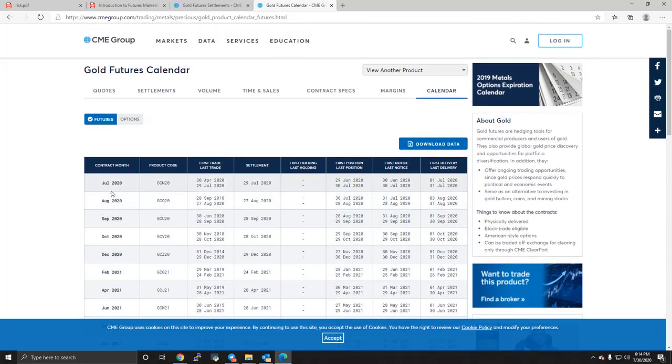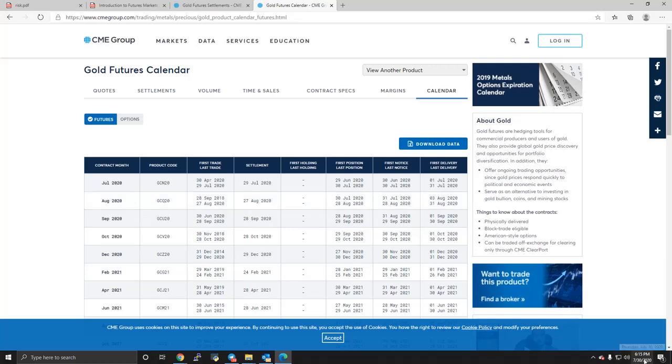So we look at the August 2020 contract. It first started trading back in September 2018, and the contract is going to be going off the board on August 27th, 2020. If you look to the right here, we see first position, last position, first notice, last notice, first delivery, last delivery. What we are particularly interested in is first notice date, and that's going to be the 31st of July 2020, and the last notice date, which here is going to be the 28th of August.